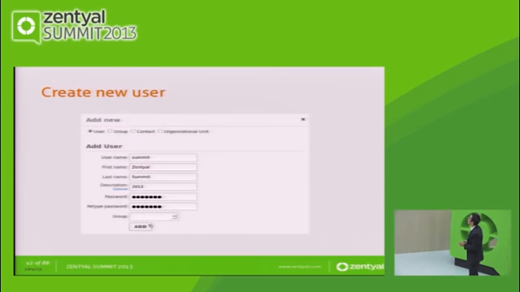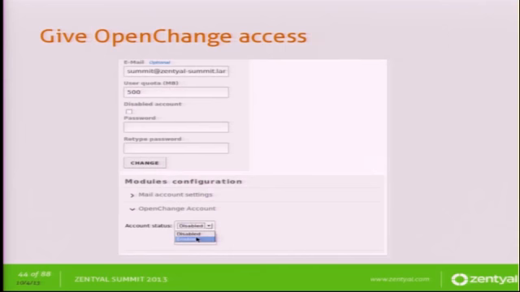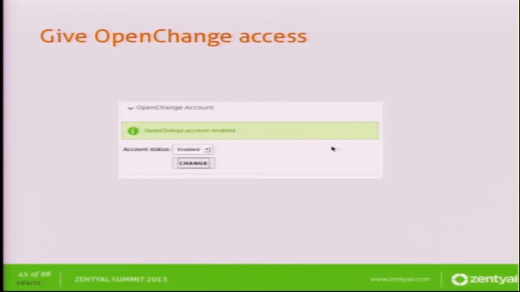So I'm creating my new user. I call it Summit, and Mr. Summit, in fact, is Mr. Zentyal Summit. He's 2013, and the hidden password, I mean the very secret password, is Zentyal here. So I'm adding my user. Once it's added, I can go directly to the module configuration for this user, drop down the OpenChange account, and just click on enabled. And once it's enabled, then I have my OpenChange account enabled.